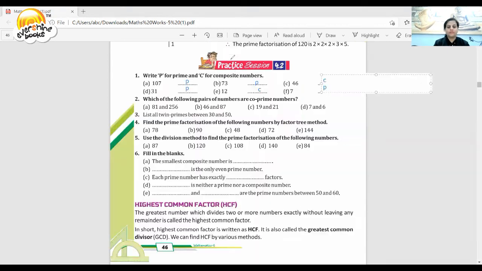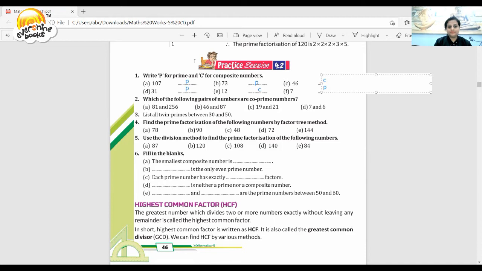Likewise, we have completed our 4.1 exercise. So students, let's start our practice session 4.2. In that, prime numbers and composite numbers are given. Write P for prime and C for composite number. 107 is not divisible by any number by itself, and one is its only other factor. So 107 is P for prime, 31 is also P, 73 is also P, 12 can be divided. It has many factors. So it is composite.